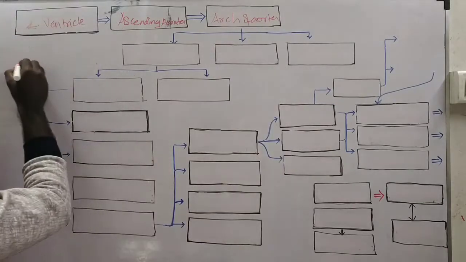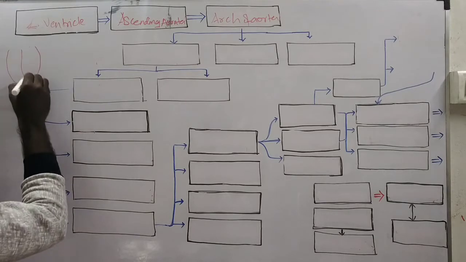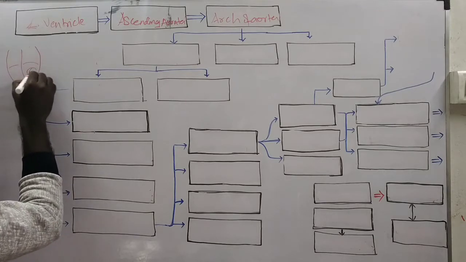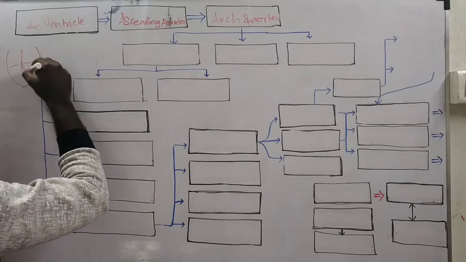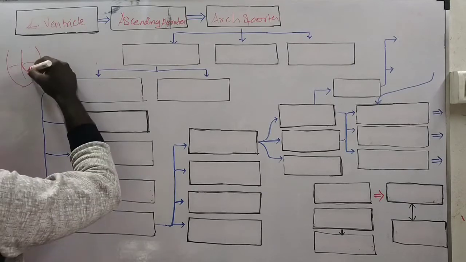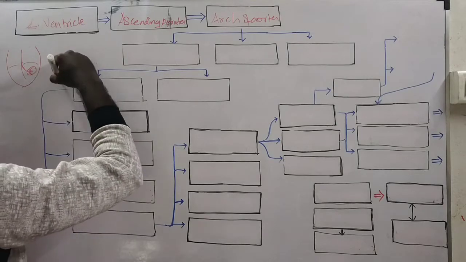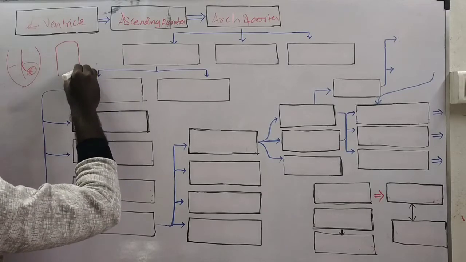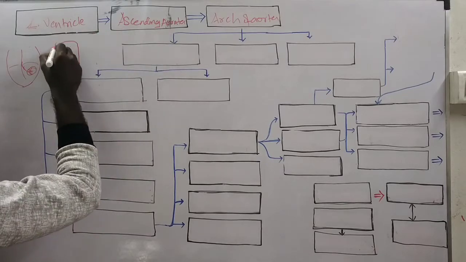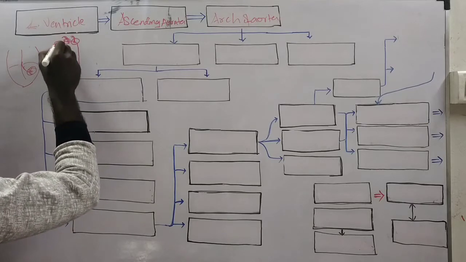So this is the heart. It has four chambers. This is the left ventricle part. From the left ventricle, it moves to the aorta through the aortic semilunar valve. Here the ascending aorta will be there, and it makes the arch of aorta, then the descending aorta. The arch of aorta divides into three artery branches.